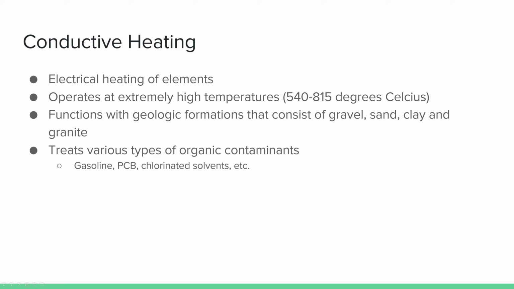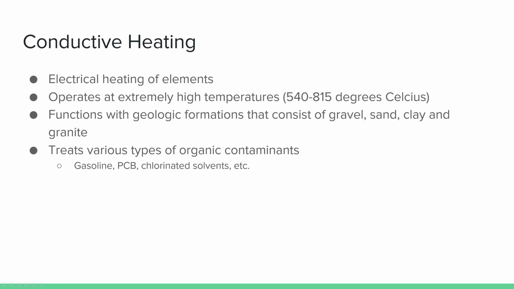Thermoconductive heating is an in situ thermal remediation technique that relies on the use of heating elements, typically electrically powered, suspended inside steel pipes in contact with the soil. The operating temperature of the heating elements is typically between 1,000 to 1,500 degrees Fahrenheit, which is more commonly known to be 540 to 815 degrees Celsius.